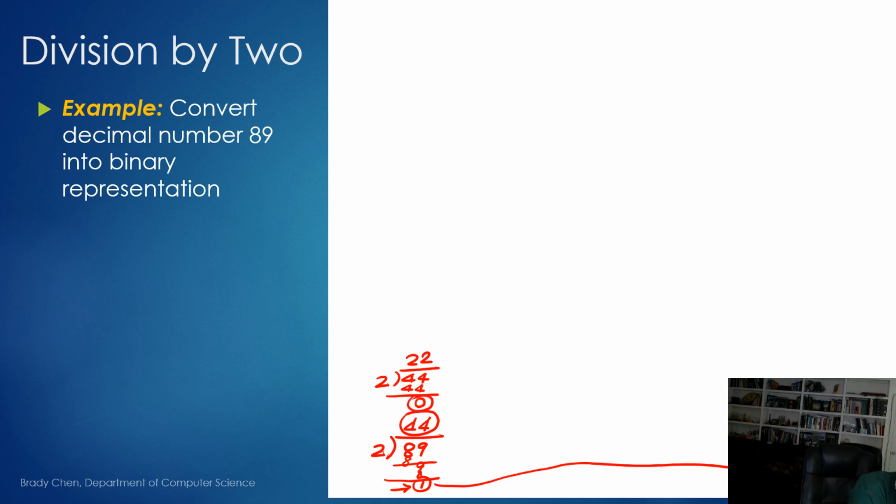Then 22 divided by 2, that's the nearest quotient. And then we got 11, and the remainder is 0.